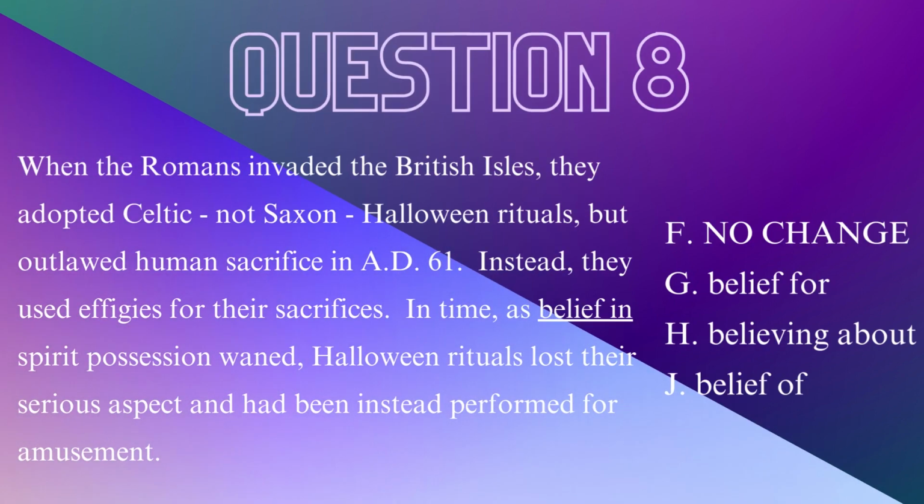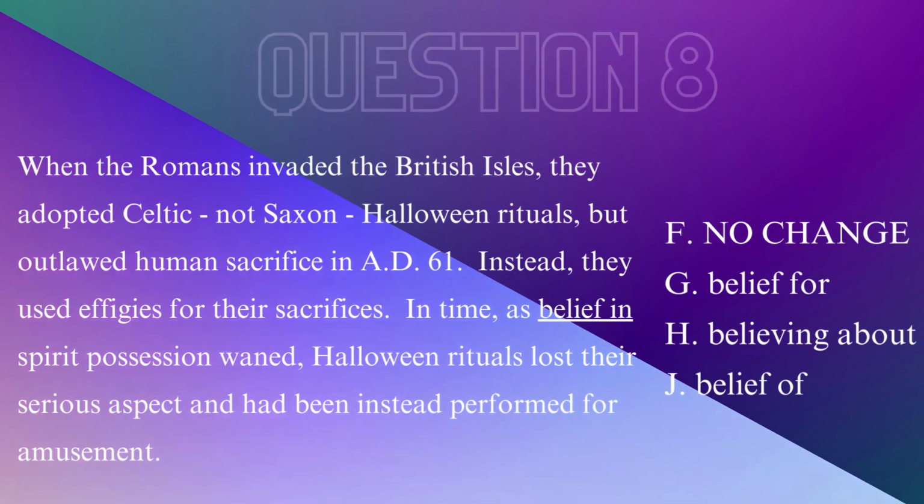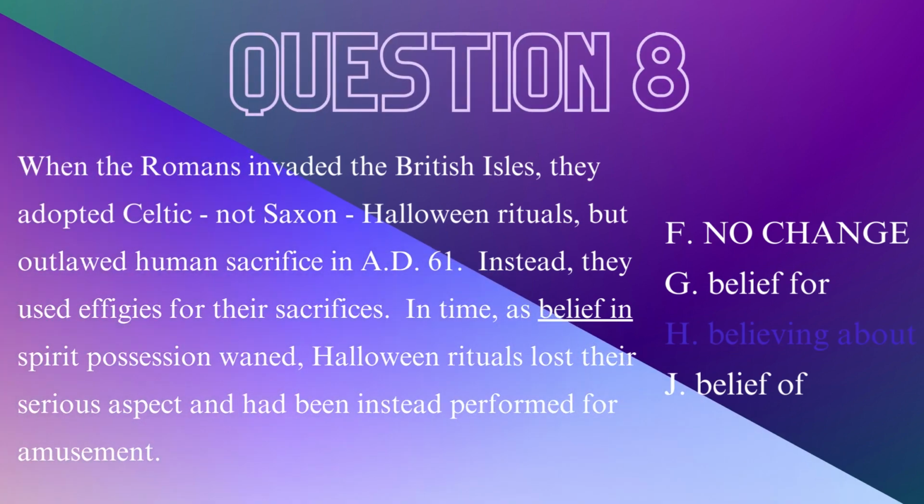Question 8. The passage includes this sentence. In time, as belief in spirit possession waned, Halloween rituals lost their serious aspect and had been instead performed for amusement. Belief in, belief for, believing about, or belief of. Try to listen for one that sounds incorrect. Choice H is incorrect. Now we're left with belief in, belief for, or belief of.